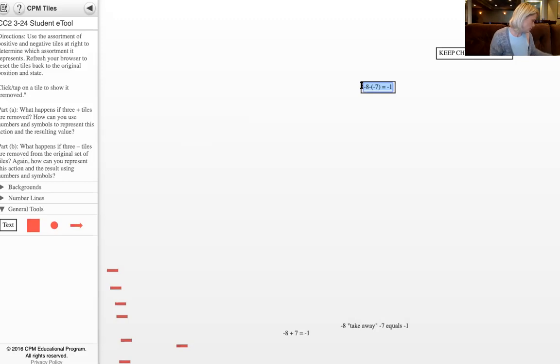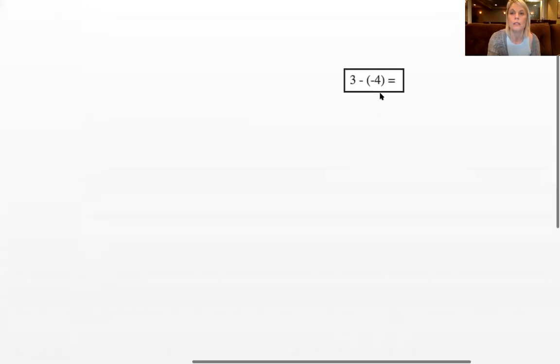Let's do 3 minus a -4. So write this one down in your paper. 3 minus a -4. Now, yes, I could do keep, change, change and quickly see the answer, but I'm not doing that yet. I'm going to show you how to set up the diagram. I'll do keep, change, change to check my work because this is kind of a weird one.